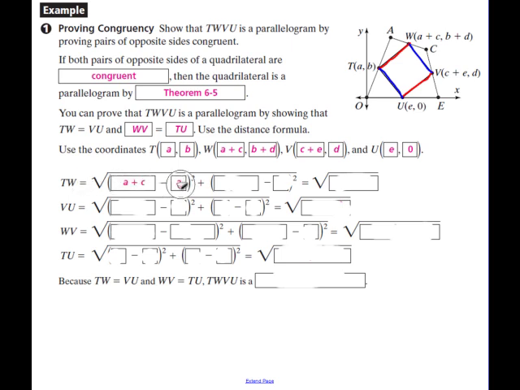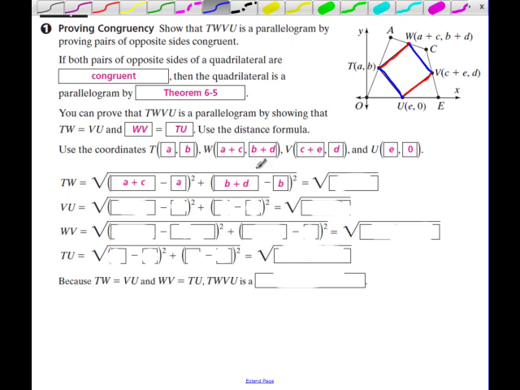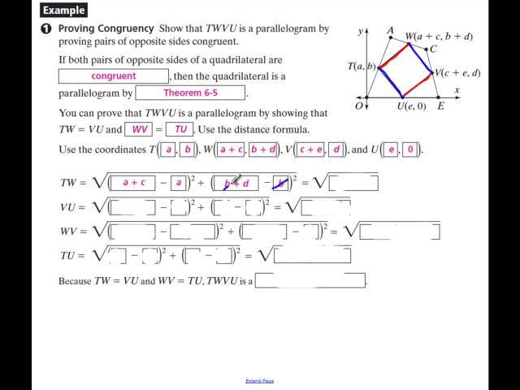I think they'll actually do the x values first. So they'll take the x value for W and subtract the x value for T, and then square it. And then they'll take the y value for W and subtract the y value for T, right? Y value from here minus the y value from here, square that. Put that all together. Once we simplify that, our b's cancel. B minus b. The a's cancel. We get a minus a. And we're just left with c squared plus d squared.